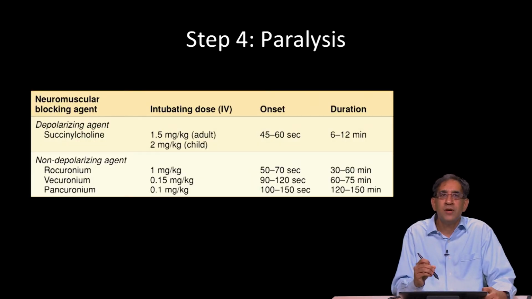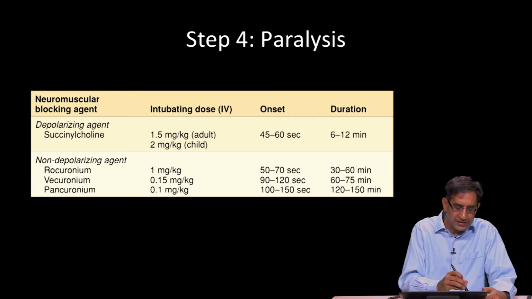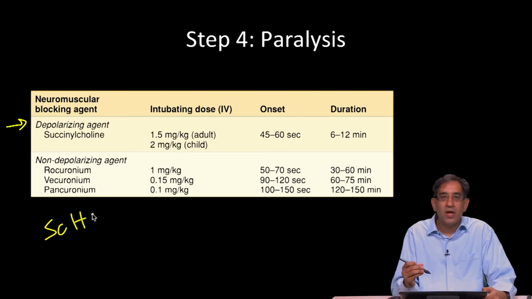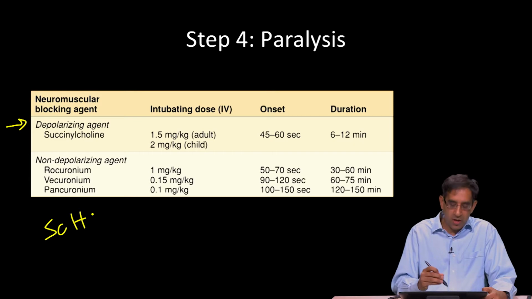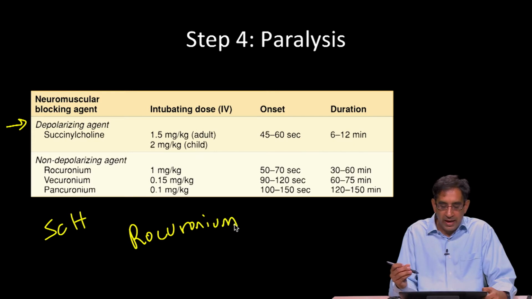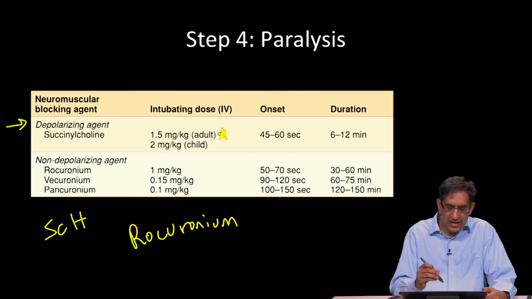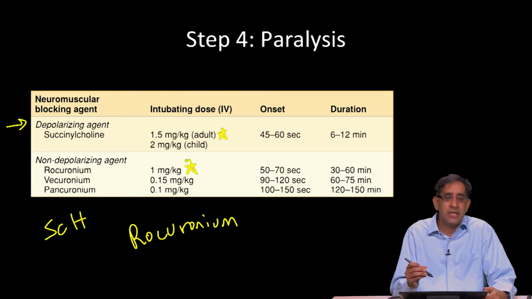So the two groups of agents that we use are depolarizing agents, most commonly something called succinylcholine, and then non-depolarizing agents, most commonly rocuronium. And succinylcholine, the dose is going to be generally 1.5 milligrams per kilogram in adults, and in children 2 milligrams per kilogram. And in children and adults, the dose of rocuronium, a non-depolarizing agent, is generally going to be 1 milligram per kilogram.